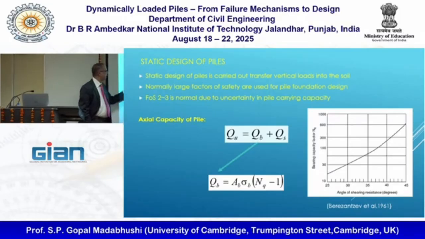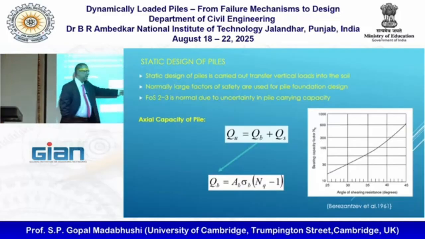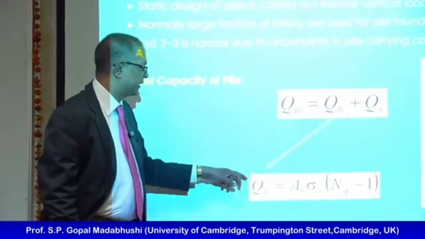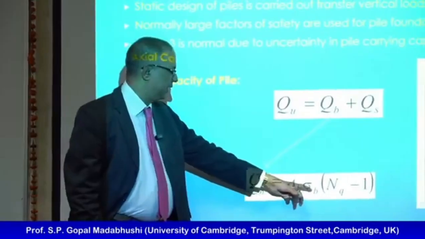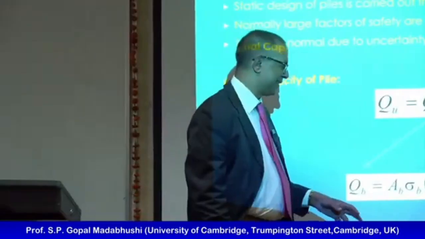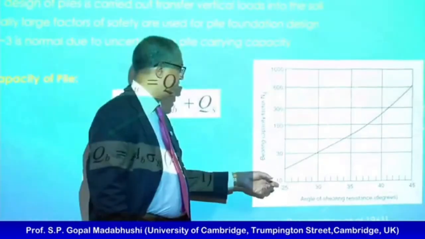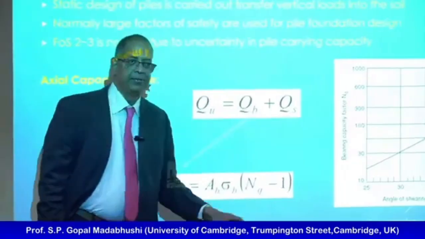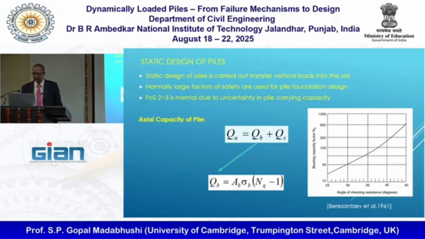But basically, the axial capacity of the pile has two components. The ultimate capacity is made up of the base capacity and shaft capacity. Now, how do we estimate these? Base capacity you can estimate by simply using the area times the vertical stress times some kind of bearing capacity factor. These were given by Berezantsev in 61, and depending on the angle of shearing resistance, you get the factors. So if I pick 30 degrees, Nq will be about 29, and you multiply that to get the base capacity.